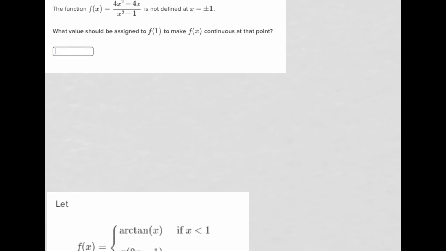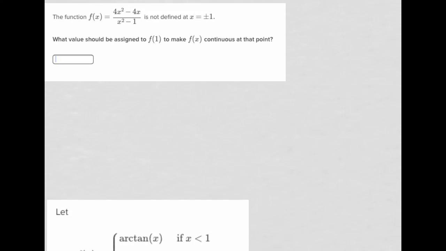Okay, moving on. The function f of x equal to that is not defined at x equals plus or minus 1. What value should be assigned to f of 1 to make f of x continuous at that point? Well, okay, we could have a graph. Say it looks like something like this. And there's a hole in my bucket. They're saying, how do we fill the hole?